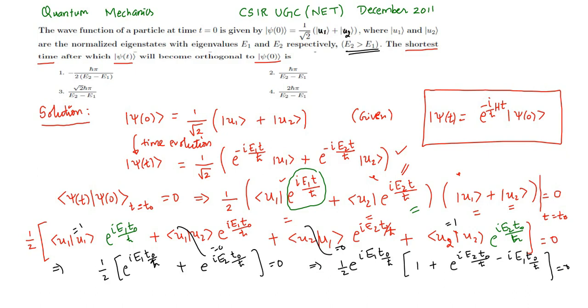Since this is a non-zero number, and this is also non-zero, the right hand side is 0 only if the bracket term goes to 0. So writing the bracket term as 0, 1 plus e power i by h bar t naught (e2 minus e1) is equal to 0, which can be written as e power i by h bar t naught (e2 minus e1) equals minus 1, which can be written as e power i pi.